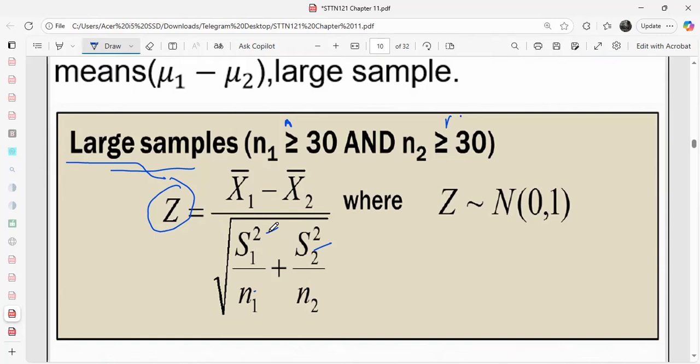Remember, this is the formula for the test statistic, where Z is normally distributed with a mean of 0 and a standard deviation of 1. This is the formula that you are going to use when you are dealing with large samples under the population mean.